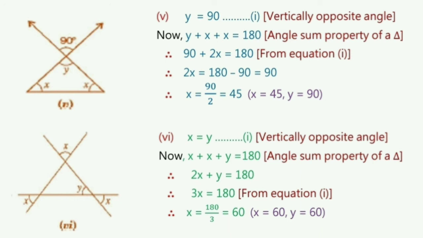Therefore 3x is equal to 180. Why 3x? Because x and y both are equal. So 2x plus y, that means 2x plus x, is equal to 3x. 3x is equal to 180. Therefore x is equal to 180 upon 3, which is 60. So the final answer: x is equal to 60 and y is equal to 60. Is it clear, everyone? Very good.